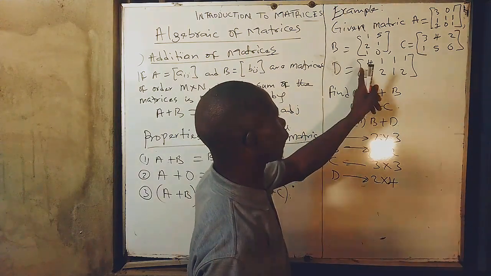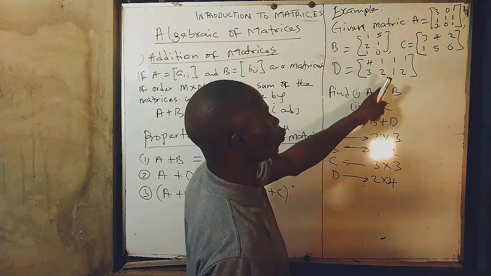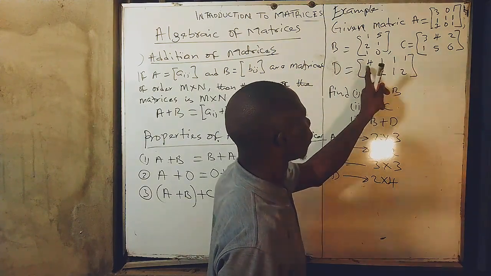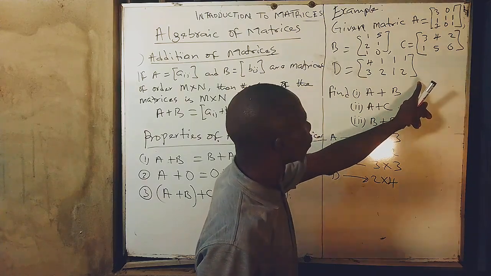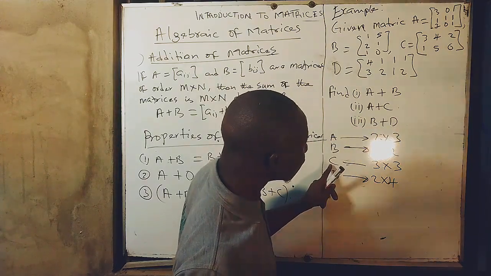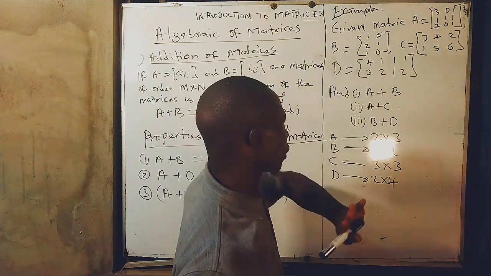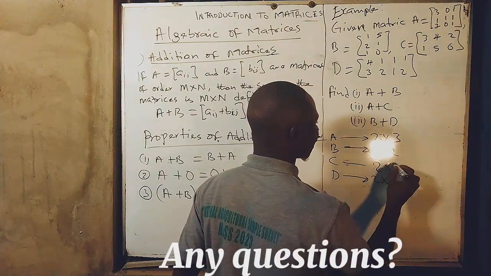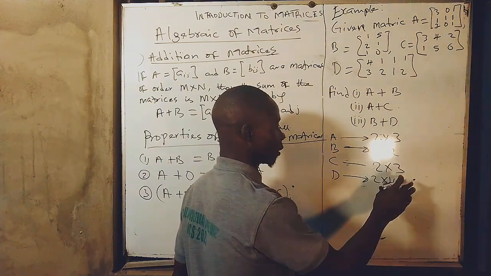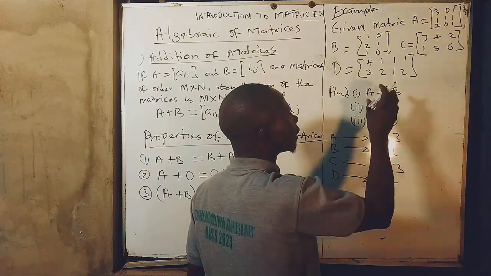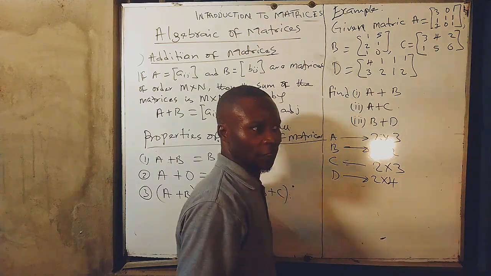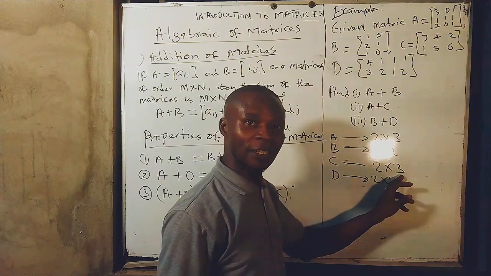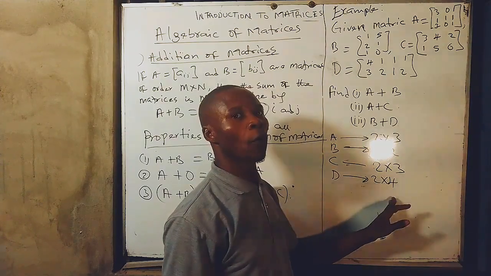It has 2 rows and 4 columns. Sorry, for C, I'm sorry. C is actually supposed to be a 2 by 3 matrix. I'm sorry about that. It's a 2 by 3 matrix, while D is a 2 by 4 matrix. Are we together? All right. So now this is a 2 by 3 matrix, and this is a 2 by 4 matrix.